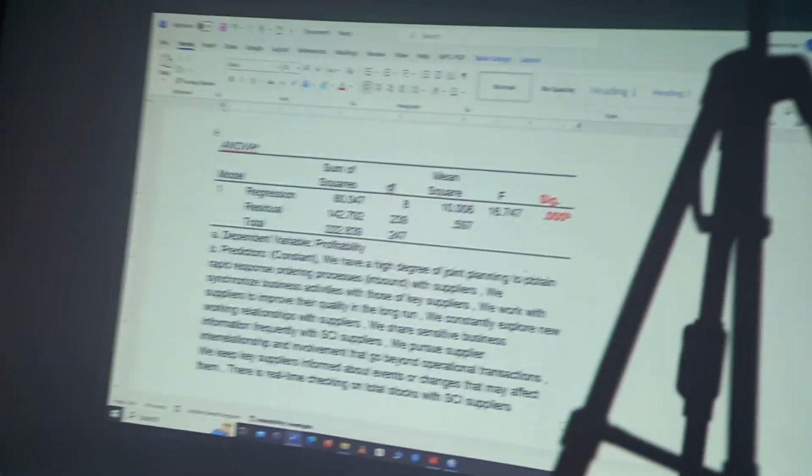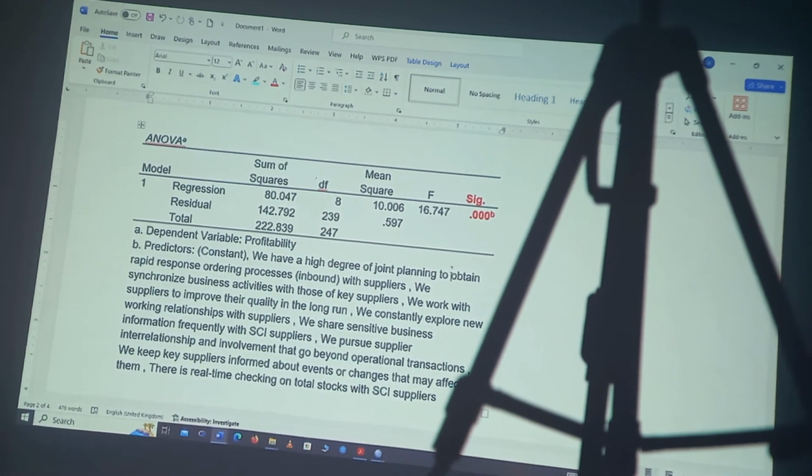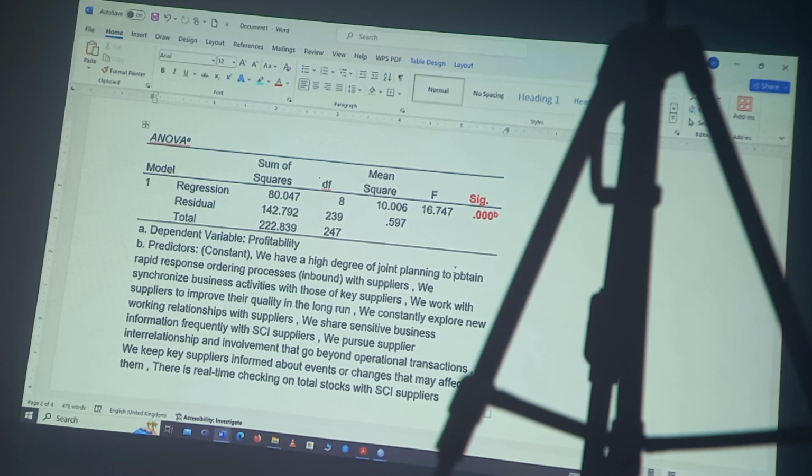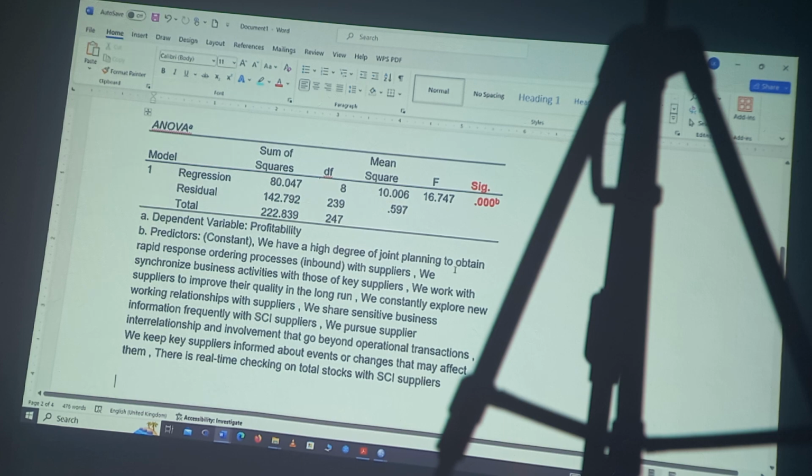So if you look at the R square, and at the P value measured by the sig, it is significant. So we conclude that the 35.9% change is significant, not because of chance, but a true reflection of changes in the independent variables predicting changes in the dependent variable. That's all. So supply integrating factors predict profitability.